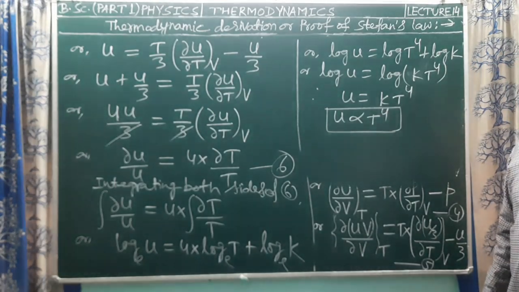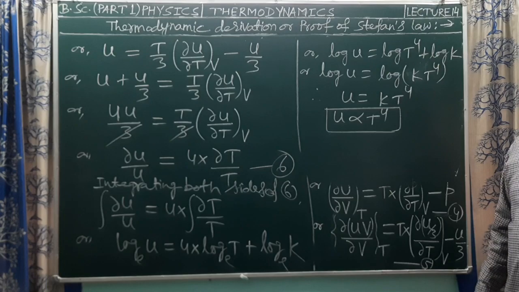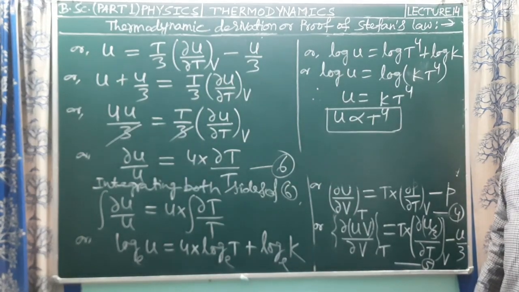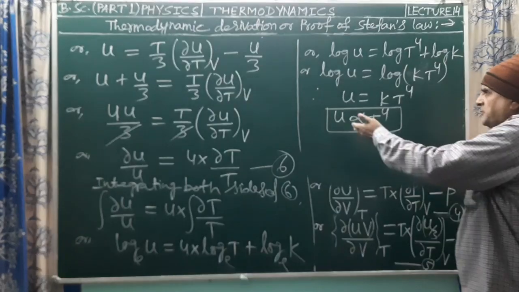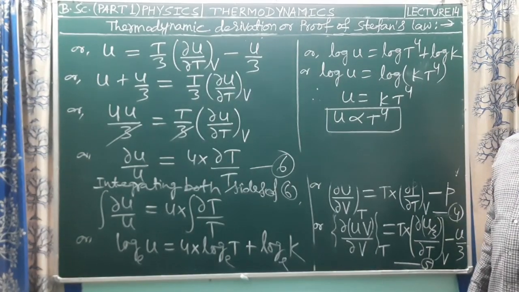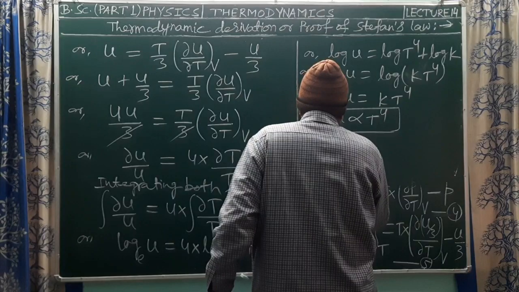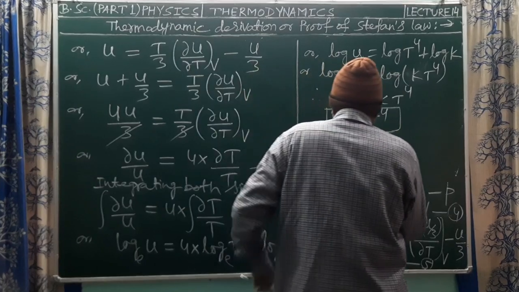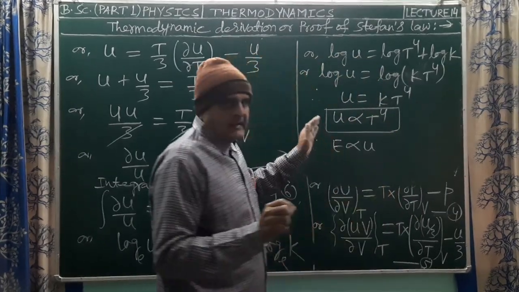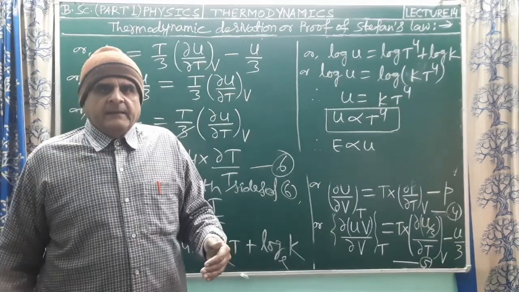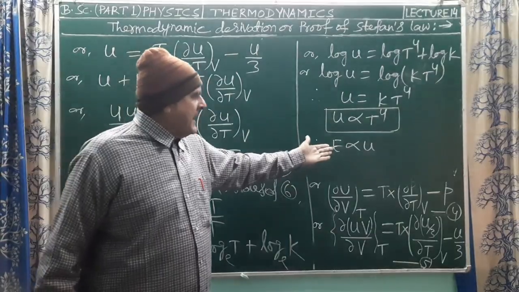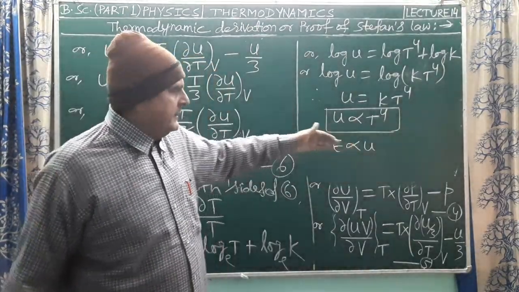Now, energy emitted per unit area, radiant energy or energy emitted per unit area per second from a black body, that is capital E, is also proportional to energy density, small u. So we have capital E varies as u and u varies as T to the power 4. Since capital E, that is radiant energy from a black body emitted per unit area per second, is directly proportional to energy density of black body radiation, so E varies as u.